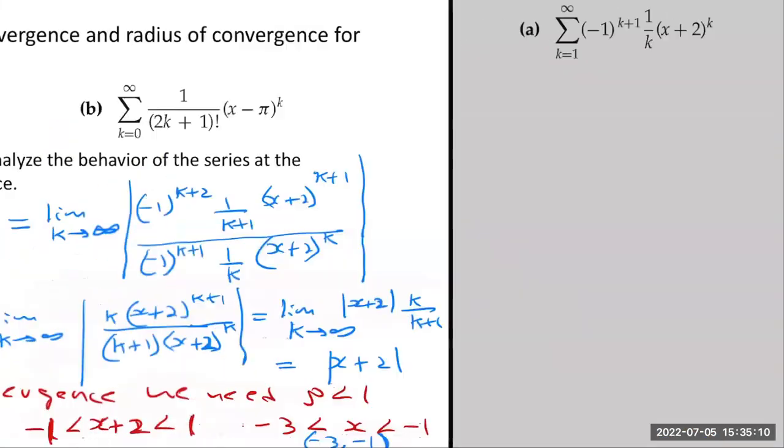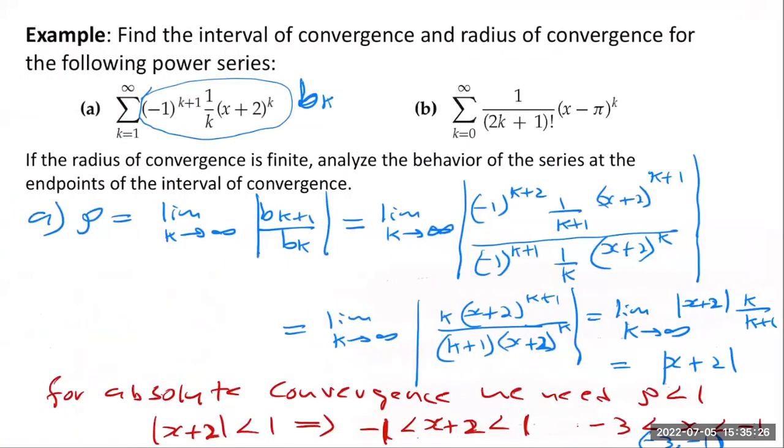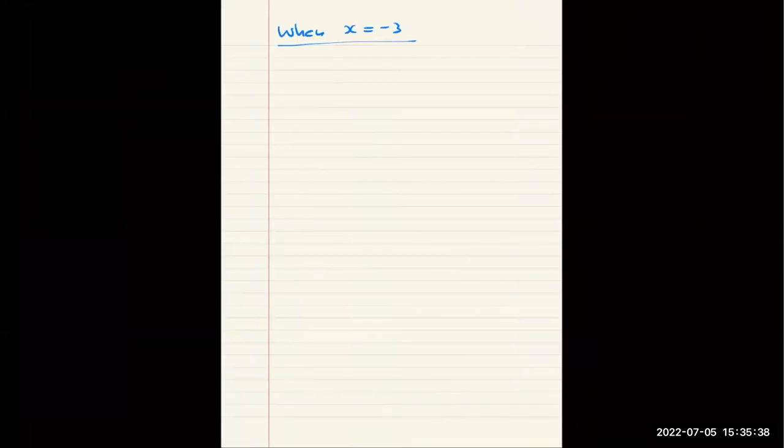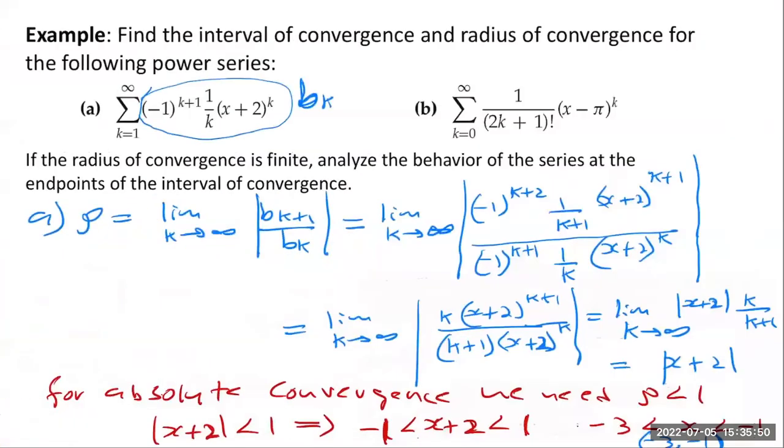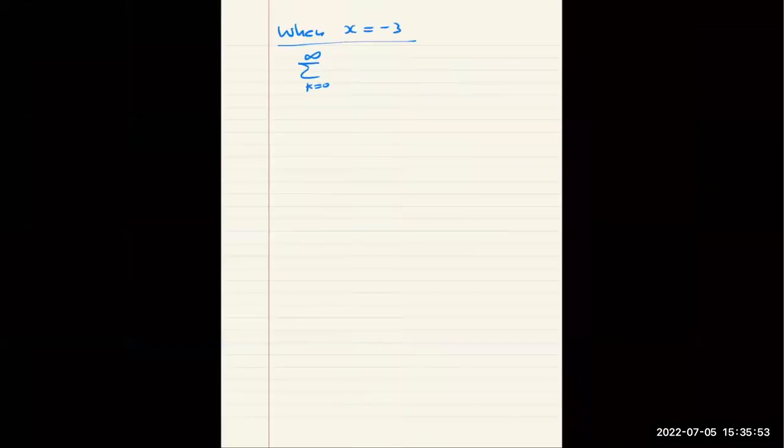Let me say, when x is equal to minus 3, let's analyze the left boundary point first. Now to analyze that, what do I have to do? I'm going to have to plug in x is equal to minus 3 in your original series given to you. If you plug in x is equal to minus 3 here, you get minus 1 to the power k. Then our original series becomes, k goes from 1 to infinity.